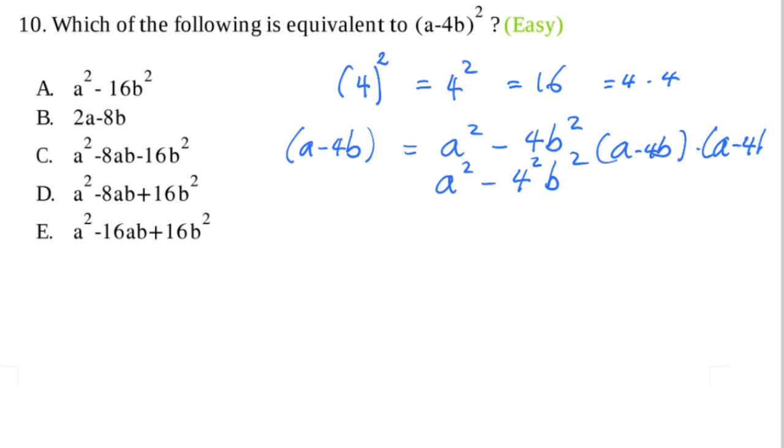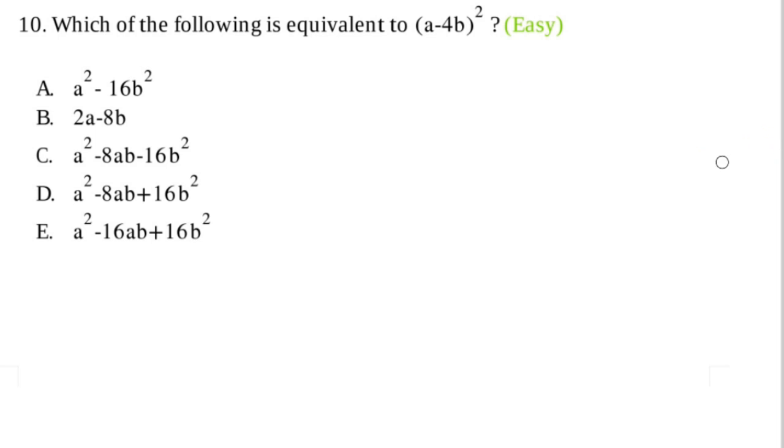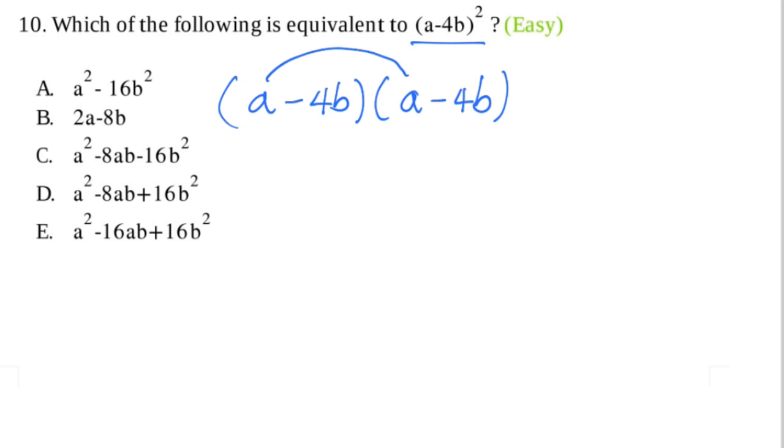So I'm going to erase everything. So a minus 4b squared is a minus 4b times a minus 4b. To do this multiplication, we use something called the FOIL method. Students should learn it in Algebra 1, I believe. So what we do is we do first, outside, inside, and then last. So let's get to it.